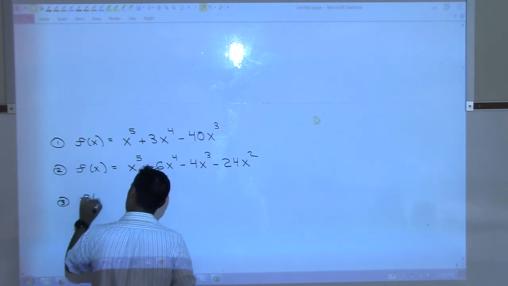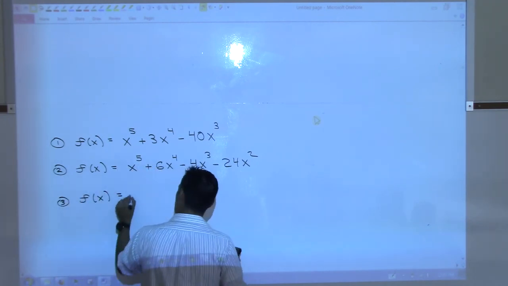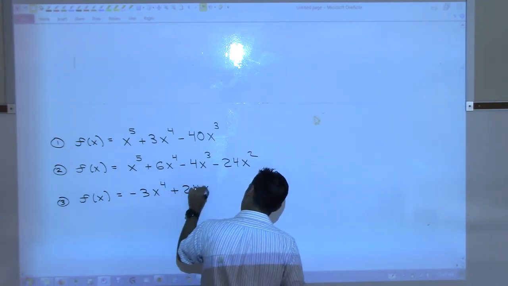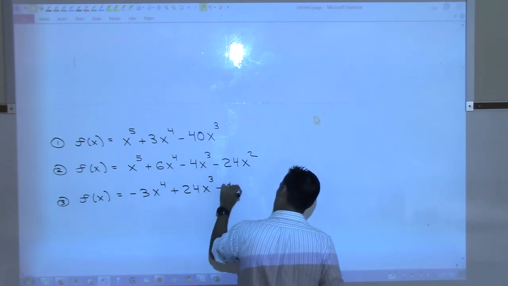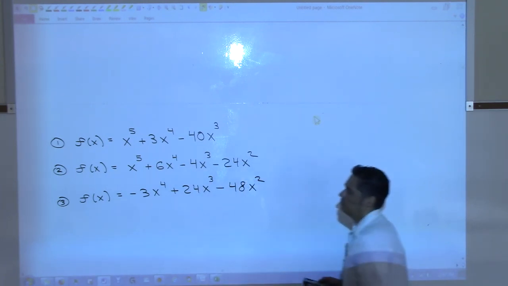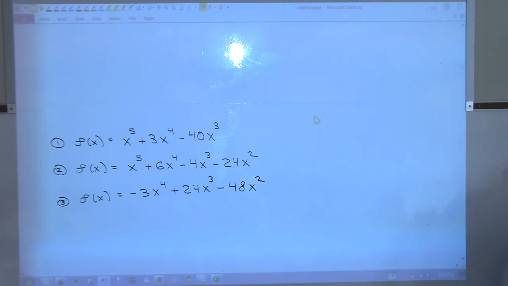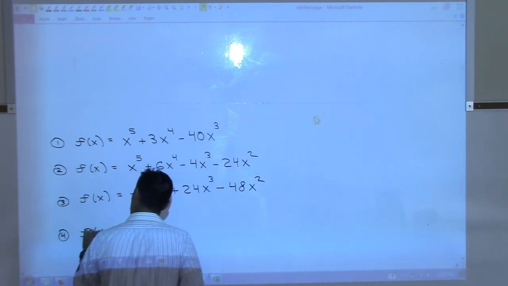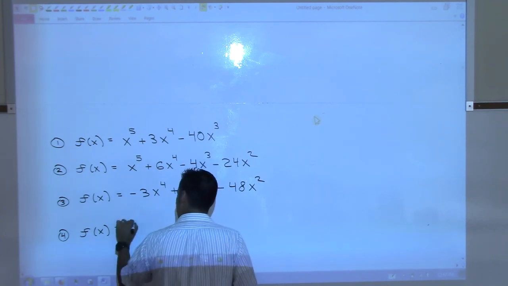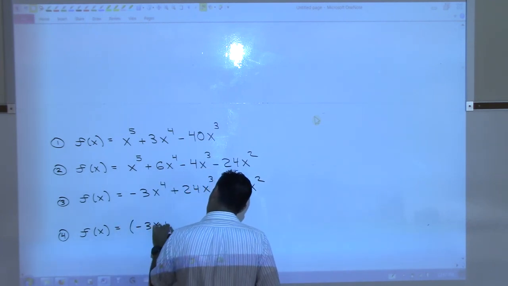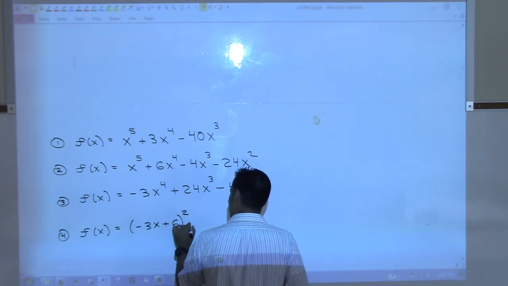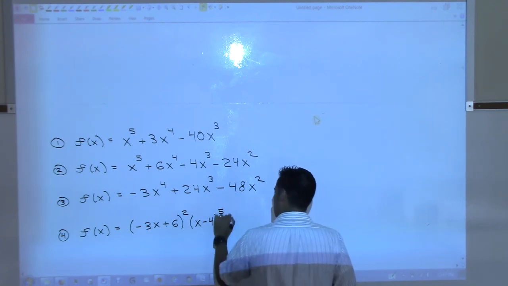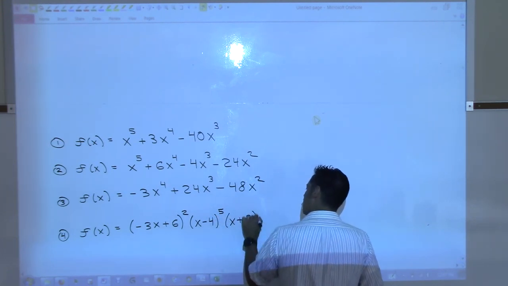Third one, f of x equals negative 3x to the fourth plus 24x cubed minus 48x squared. And the last one, f of x equals negative 3x plus 6 squared, x minus 4 to the 5th, x plus 8 to the 4th.